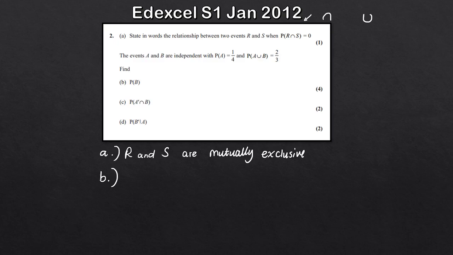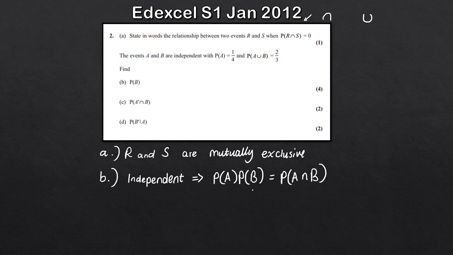So how would we do this? Well, the first thing I'm going to do here is make use of the fact that we know A and B are independent. So if 2 events are independent, then what we can say is the probability of A times the probability of B is equal to the probability of A intersection B. Now this is only if 2 events are independent, so that's why we've been told that, so we're going to use this fact.